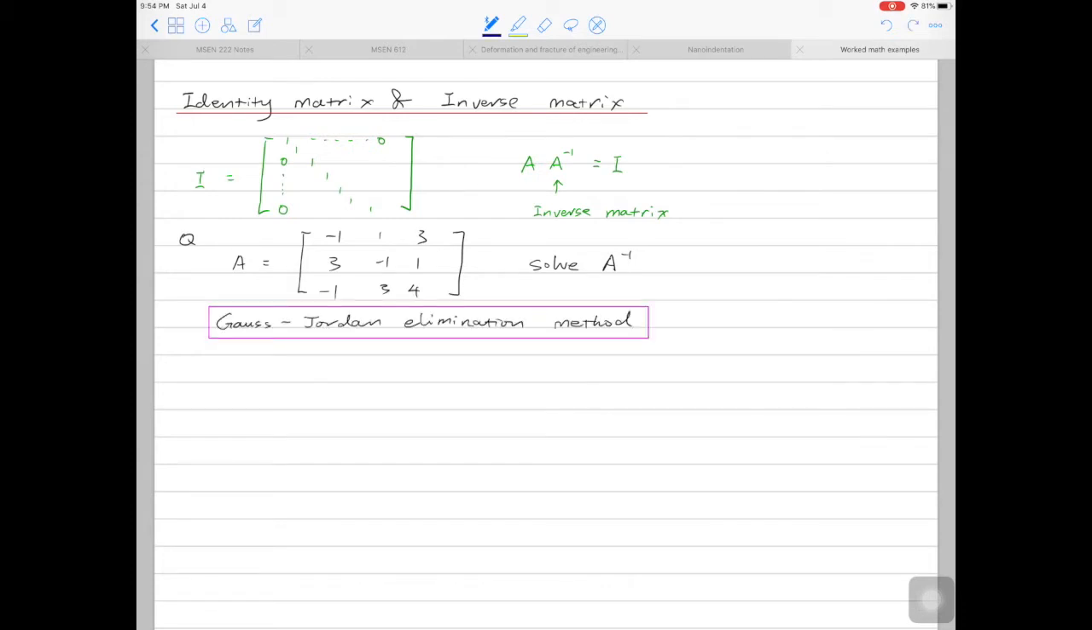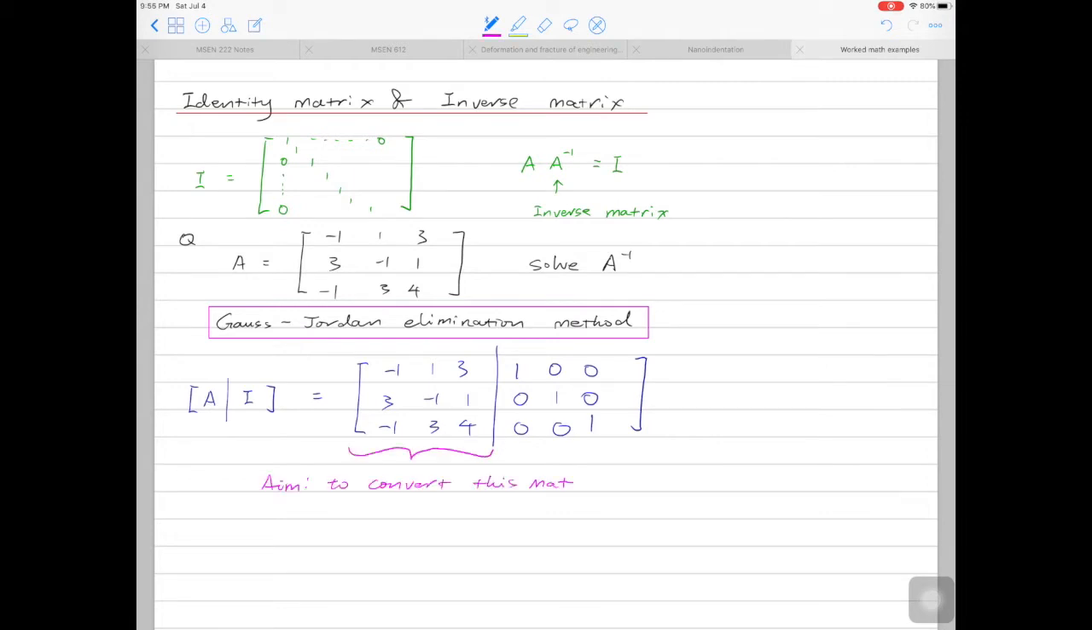What we do is to write the matrix A together with the identity matrix. Let's just write down A first. And the corresponding identity matrix is a 3 by 3 matrix. The aim is to convert the left-hand side matrix into an identity matrix. So what we want to do is to use the Gauss elimination to make these entries into zeros and the rest into ones. Let's start with the third row.